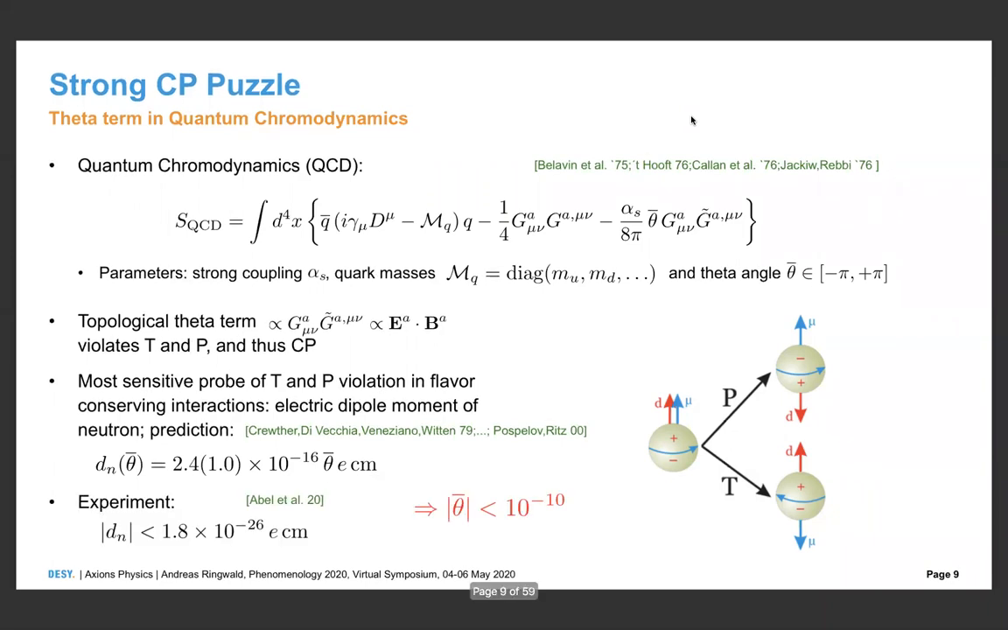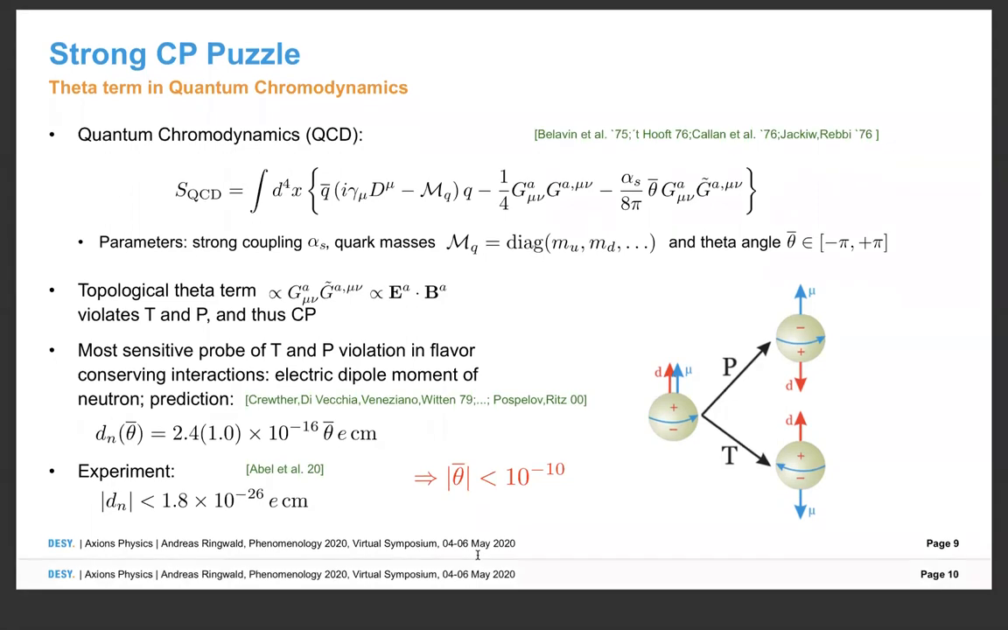Now, a comparison with the experiment: the latest experiment, reported this year, gives an upper bound on the dipole moment of the neutron of 1.8 times 10 to the minus 26 e centimeter. Comparing the prediction with the experimental upper bound, we infer that theta bar is less than 10 to the minus 10, and this is one of the puzzles, something like the naturalness puzzles in the standard model.